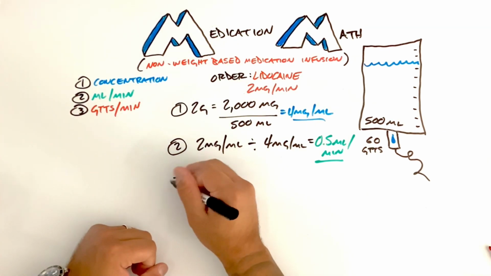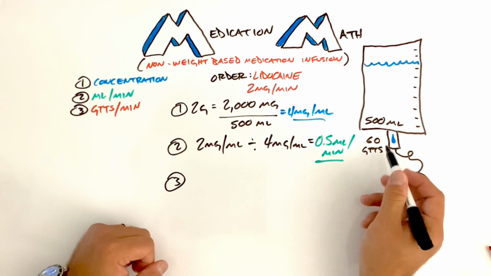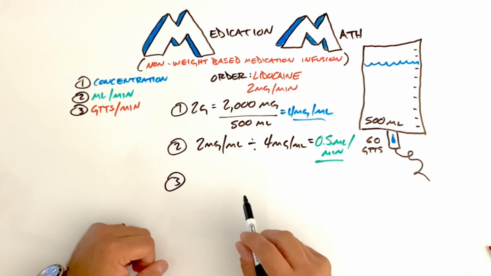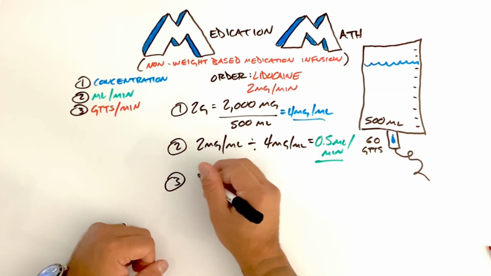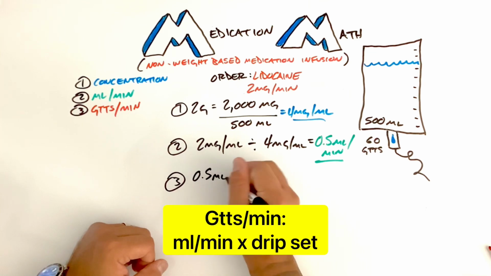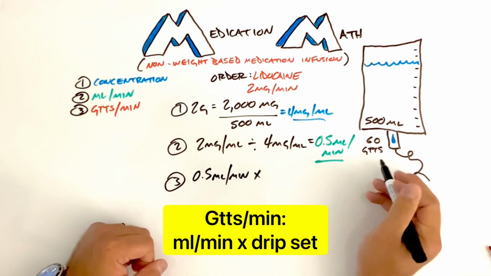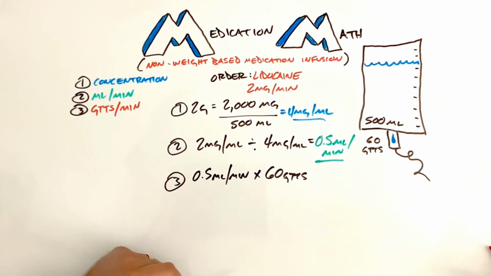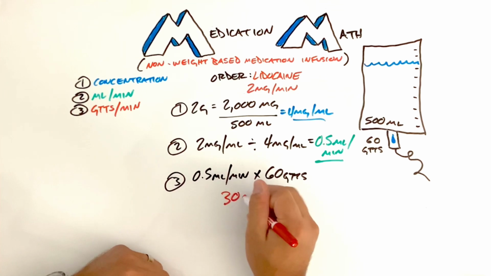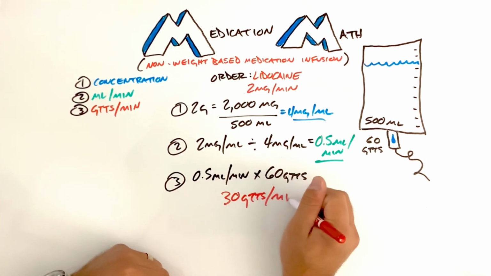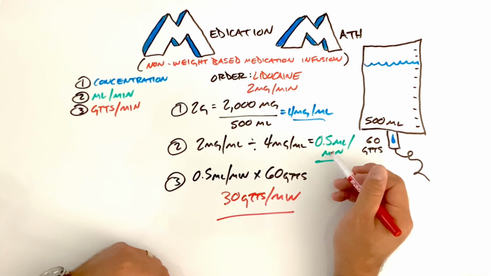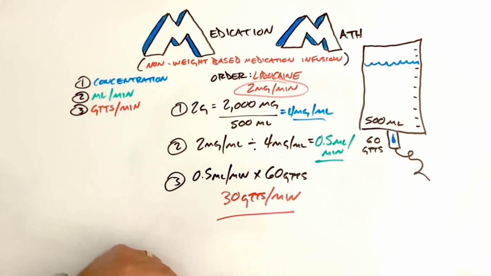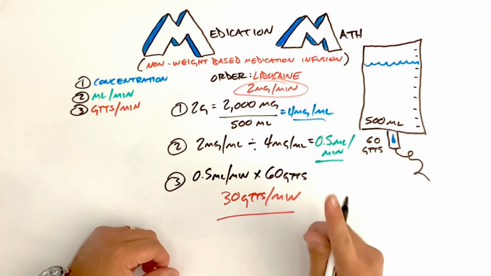So now we have our concentration, and we also have our mLs per minute. The final step is to figure out how many drops, based on our drip set, it is going to take to achieve our desired dose. All we have to do is take our mLs per minute, which is 0.5 mLs, and multiply it by our drip set, which is 60 drops. That's going to give us 30 drops per minute. 30 drops per minute is 0.5 mLs, and it's going to let us achieve our 2 milligrams per minute. That's simple, 3 steps. Let's do one more example.